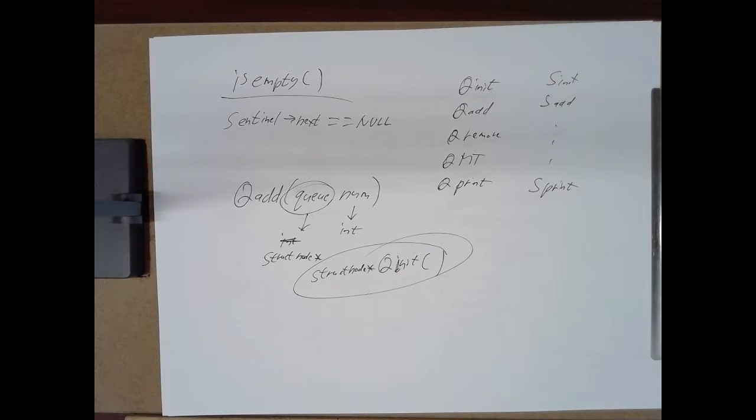That fourth function you have in that list, Q empty? Yeah, it's like your is empty function. So that just looks to see if the sentinel's next is null.